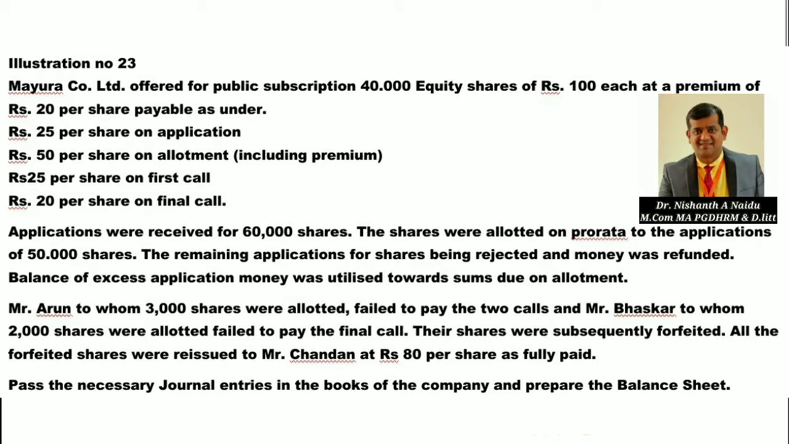All the forfeited shares were reissued to Mr. Chandan. So the same shares forfeited from Arun and Bhaskar, that is 3,000 plus 2,000, these 5,000 shares put together have been reissued to Mr. Chandan at rupees 80 per share as fully paid. Pass the necessary journal entries in the books of the company and prepare the balance sheet. So this is a kind of basic problem. Without any working note we can solve this problem. So let us start the solution part without any delay.